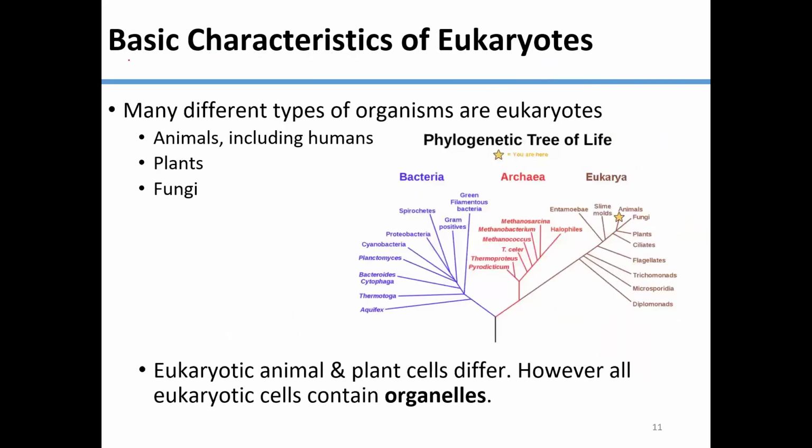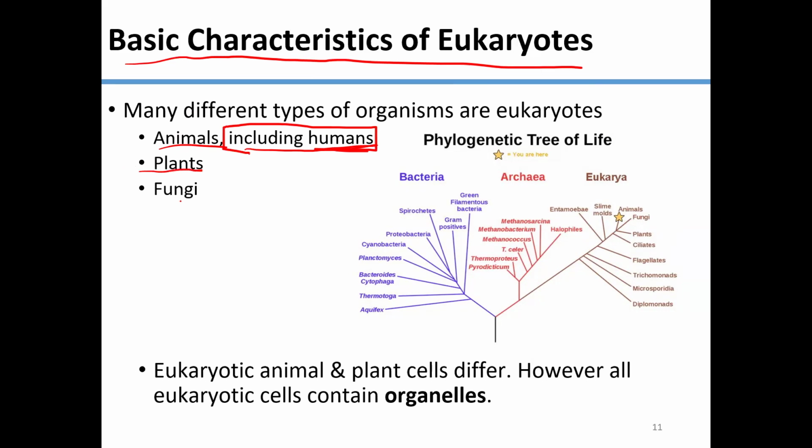All right, let's go and take a look at the basic characteristics of eukaryotes. There are many different types of organisms that are eukaryotes. Again, we have our animals, and this is going to include humans. One thing some students get confused about is that when they think animals, they just assume dogs, cats, rabbits, things like that. But we are going to be considered in that category.